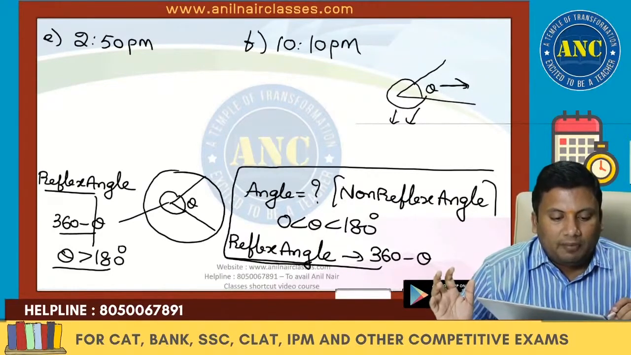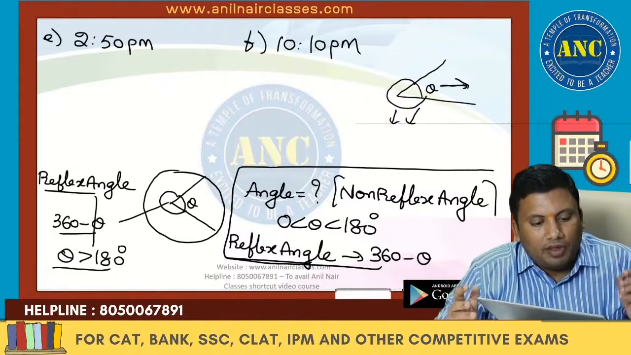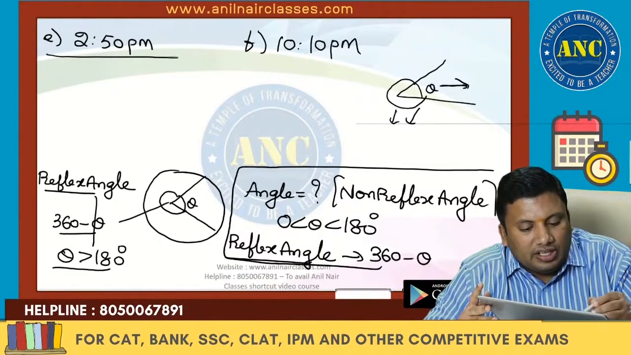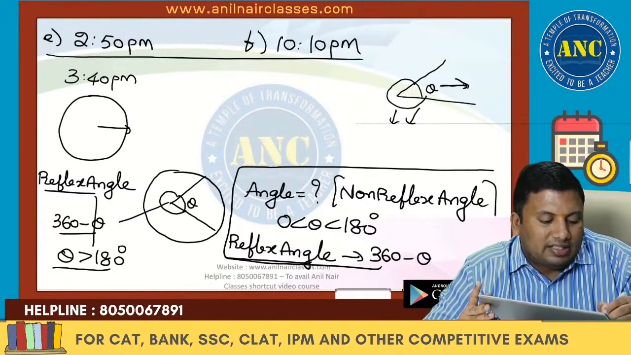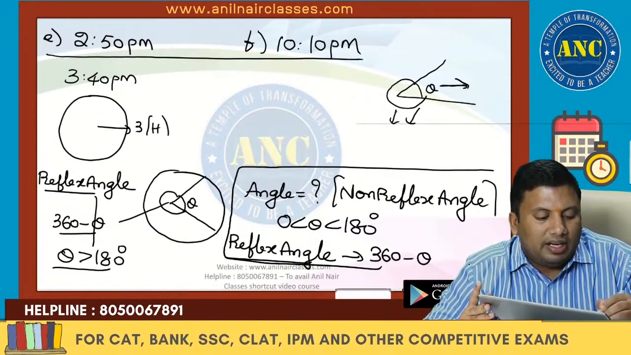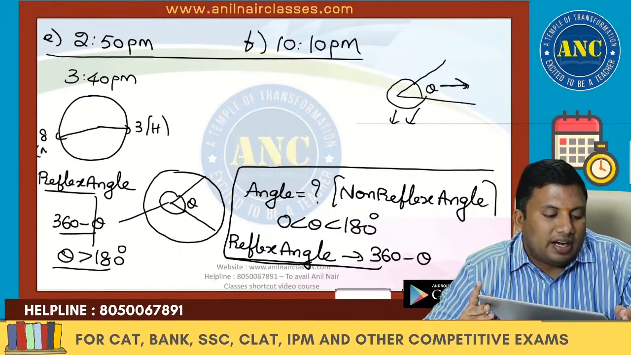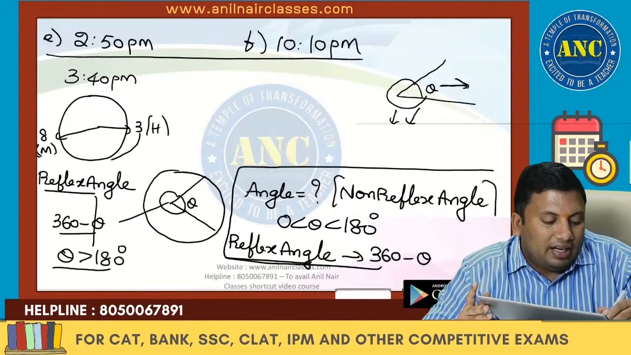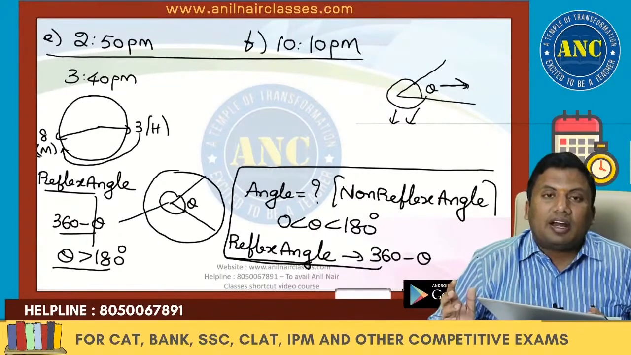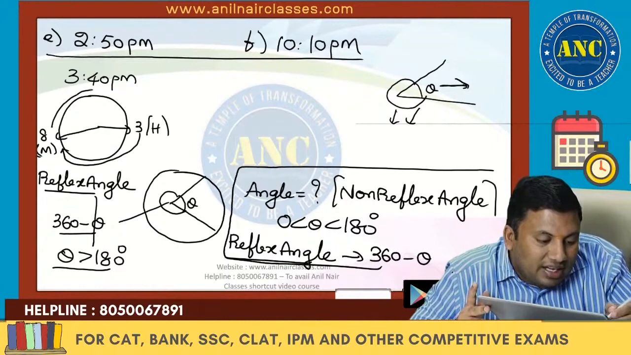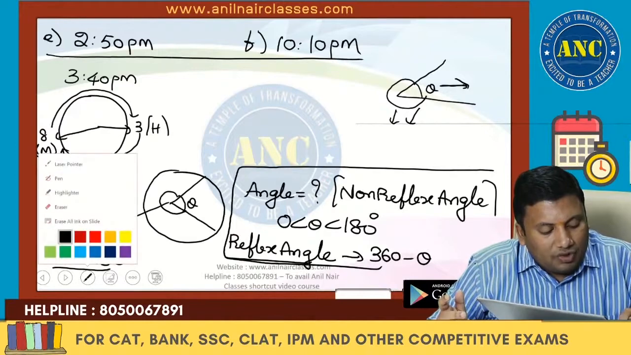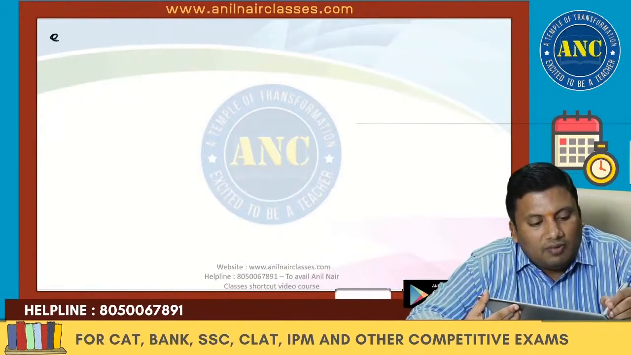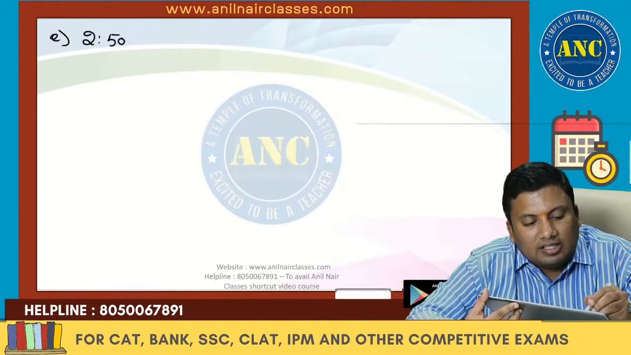Now 2:50 p.m. Before discussing 2:50 p.m. and 10:10 p.m., let us go back to the question 3:40 p.m. In 3:40 p.m., the hour hand is at 3. Minute hand is at 8. Now, the hour hand is chasing the minute hand. Am I right? If the minute hand is chasing the hour hand, I will get a reflex angle. So here we will see what is happening. The reason why I said this reflex angle is to discuss this question.